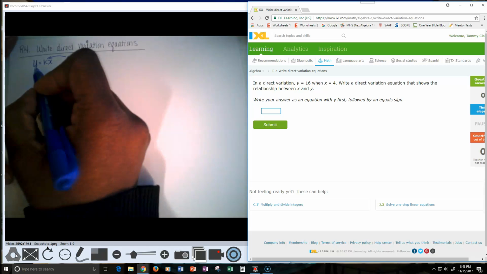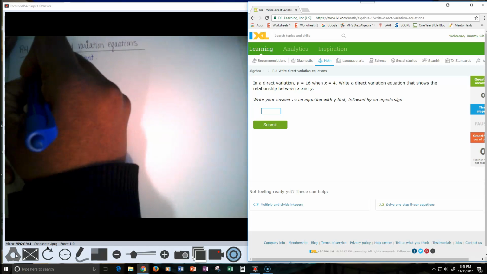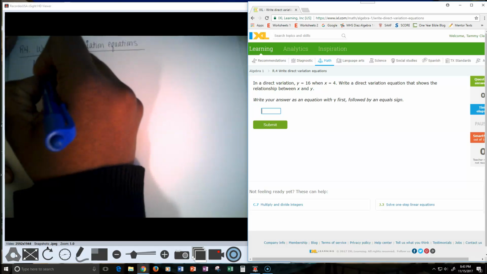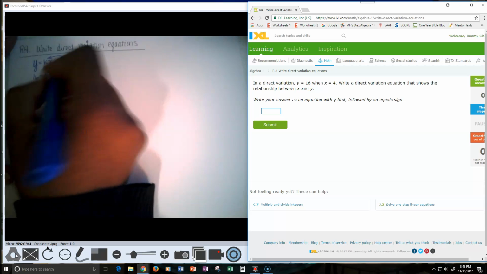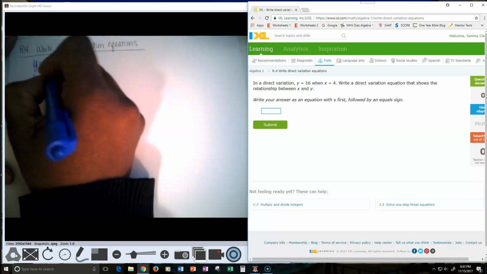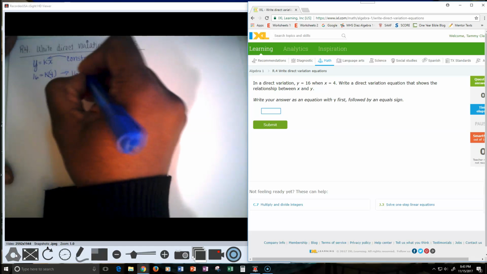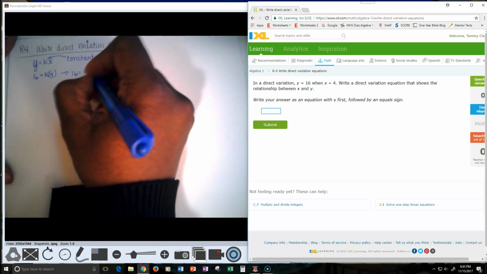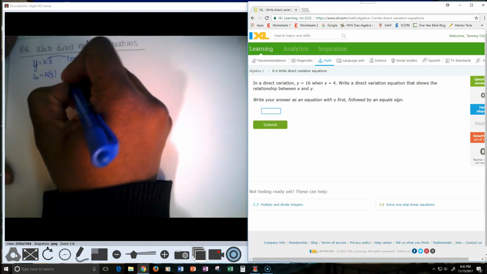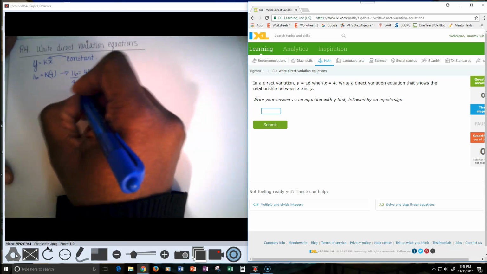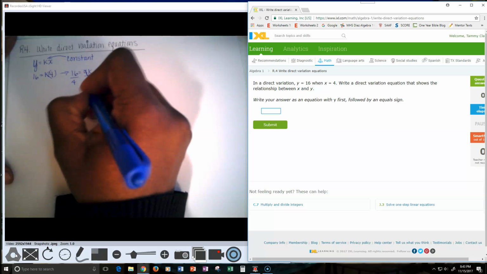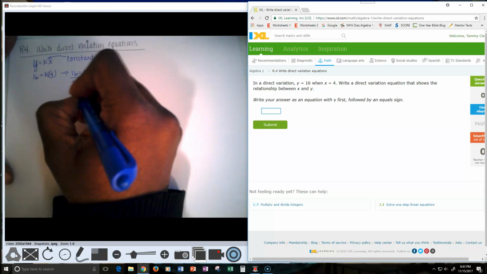So we are given y, which is 16. We're given x, which is 4. And of course, we don't know k. So we're going to solve for k. And like I told you before, if this looks weird for you, just rewrite it. So we have 16 is equal to 4k. Divide by 4 on both sides of the equation. Now we have k is equal to 4.